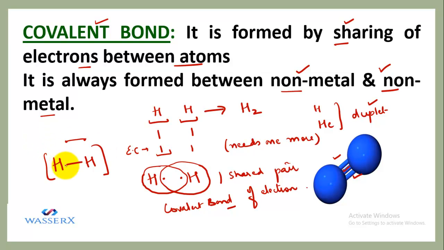Now, in this case we have put one line, but in this figure you can see three lines. So yes, you are right. A covalent bond does not always form only one shared pair. It may have two or three shared pairs, and depending upon that, the bond can be a double or triple covalent bond.